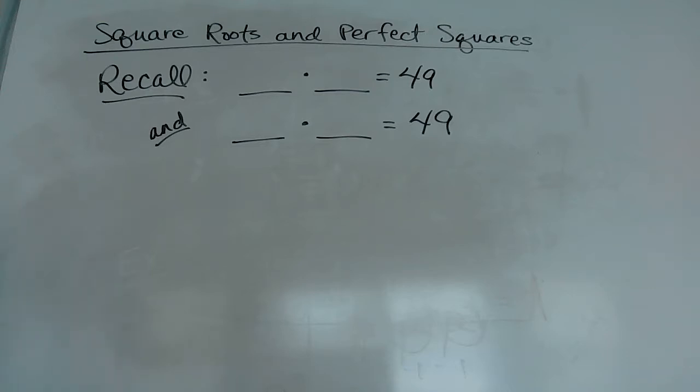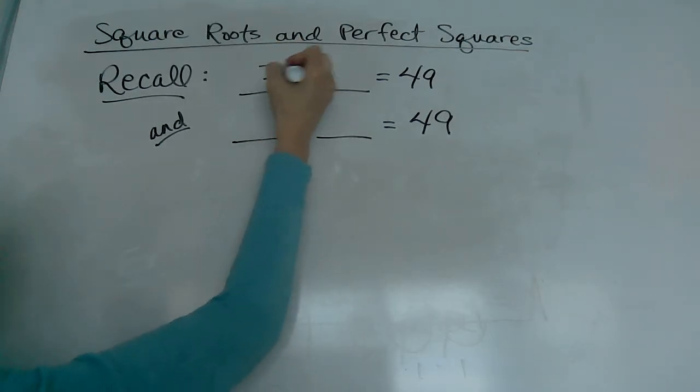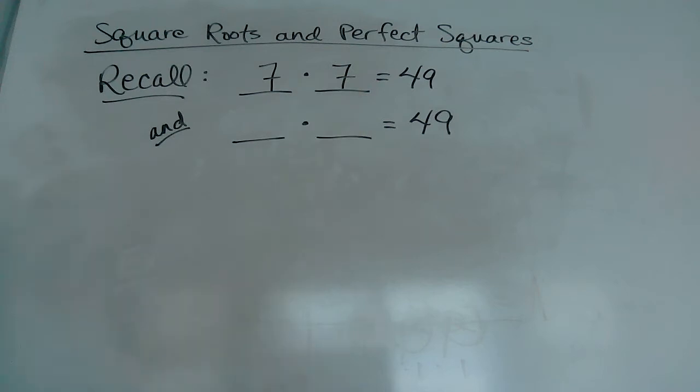So let's start by remembering two different numbers that can multiply together to give you 49. And when I say numbers, I mean integers. We're not talking about decimal values or fractions, just regular integers. So what number could you put into those blanks to create the product 49? Hopefully it's pretty easy for you to recognize that for at least one of them, we have 7 times 7.